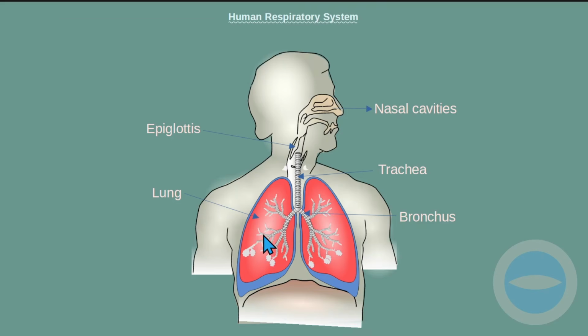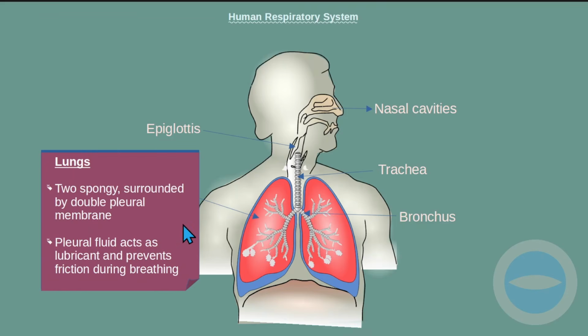And then functions of the lungs. Lungs are two spongy organs surrounded by a double pleural membrane. So these lungs are protected by the pleural membrane. Must remember that the respiratory system must be protected. So for it to be efficient, it must be protected.